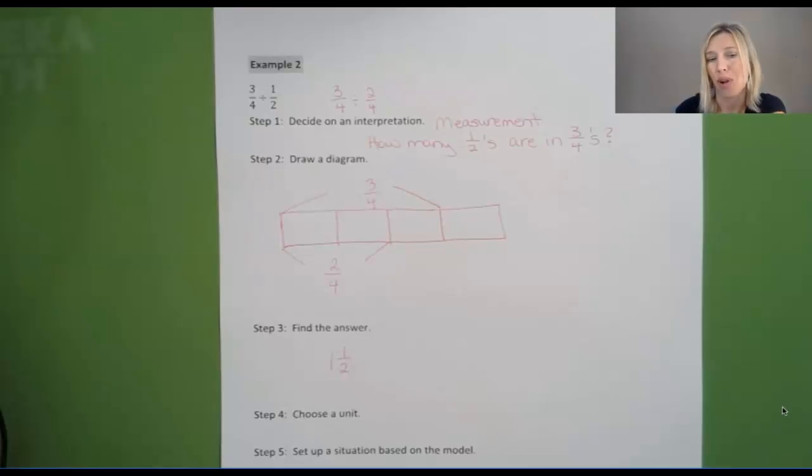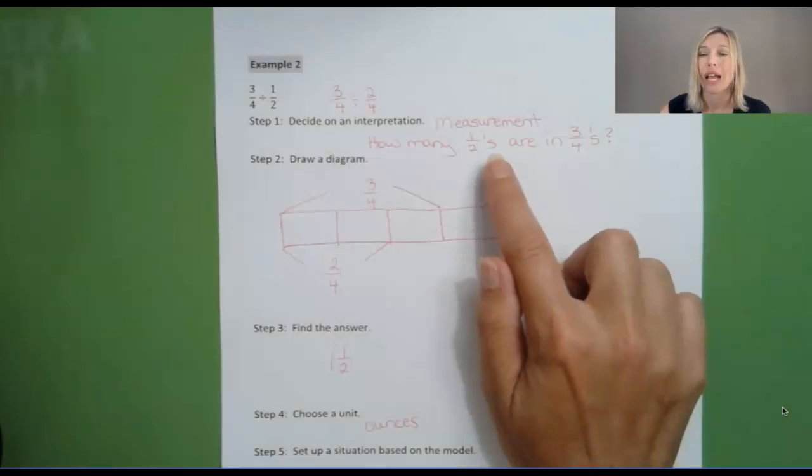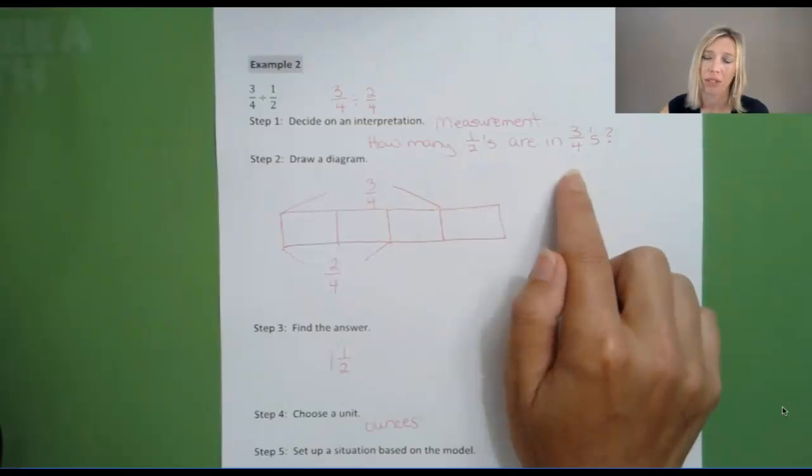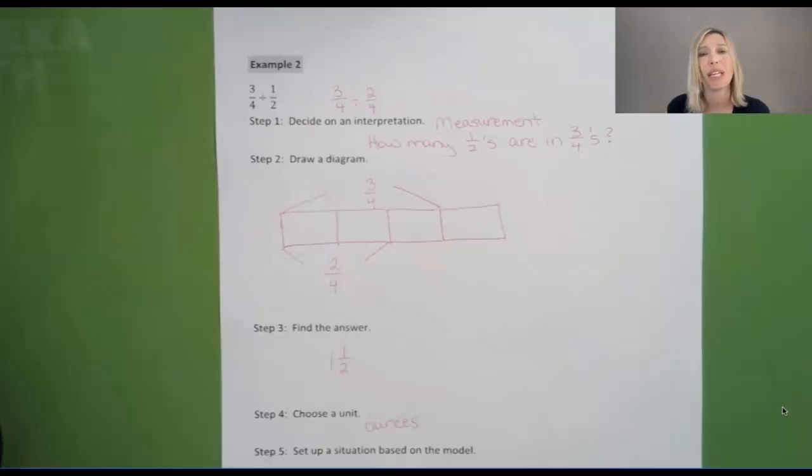Now we're going to choose a unit to write another story problem. Decide what your unit will be and record it now. So I chose the unit of ounces. You could have chosen a different unit, certainly. And we're asking ourselves, how many 1/2 ounces are in 3/4 ounces? And we could have ounces of lots of different things. Maybe it's juice.